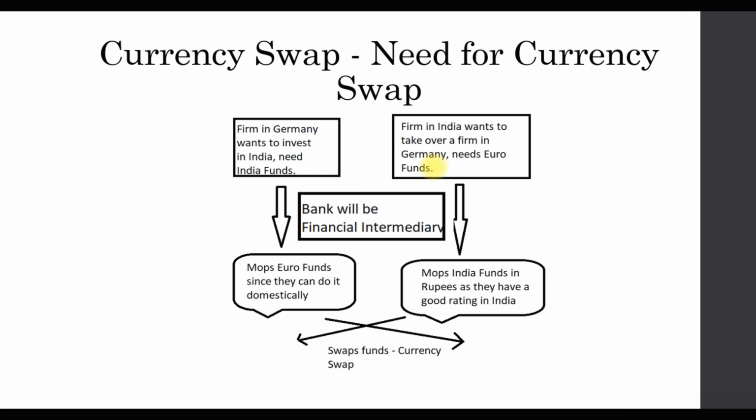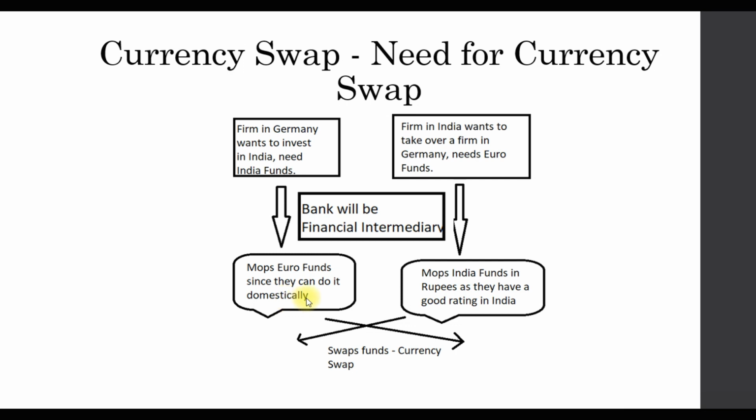For a hypothetical case, let us consider that a firm in Germany intends to invest in the Indian market and hence is in need of rupee funds. During the same time, let us imagine that a firm in India which is well rated needs Euro funds to take over a company in Germany. From their mode of operation, it is further imagined that the German investor is in a strong position to raise Euro funds at relatively low rate. So he raises Euro funds since they can do it domestically.